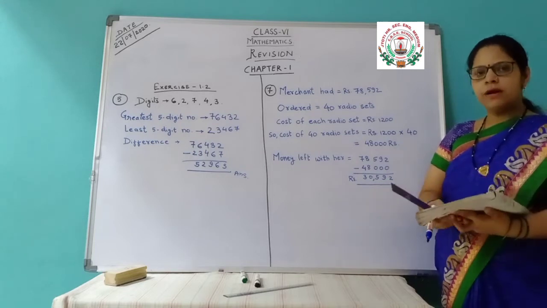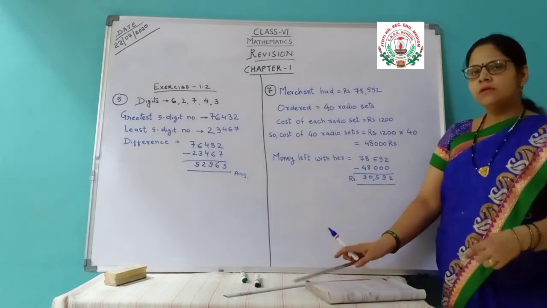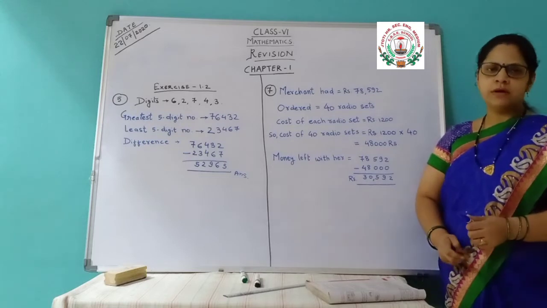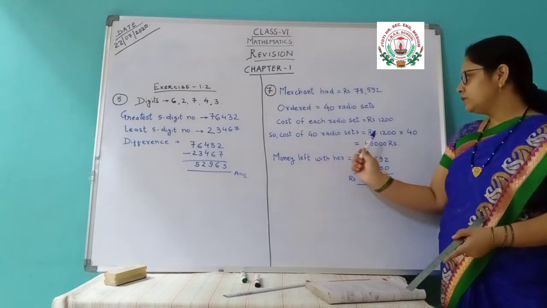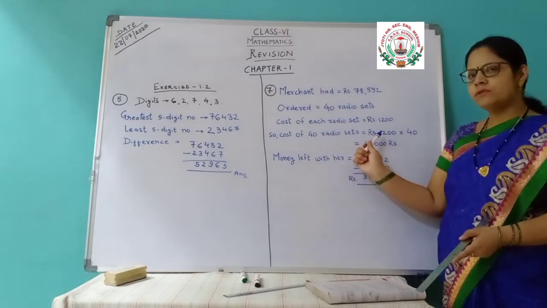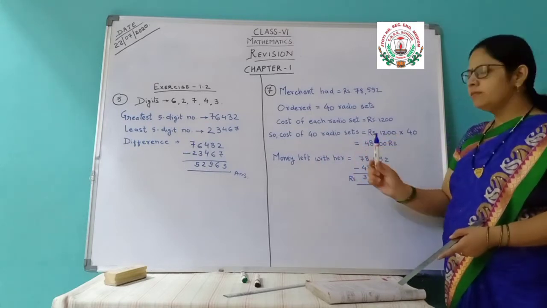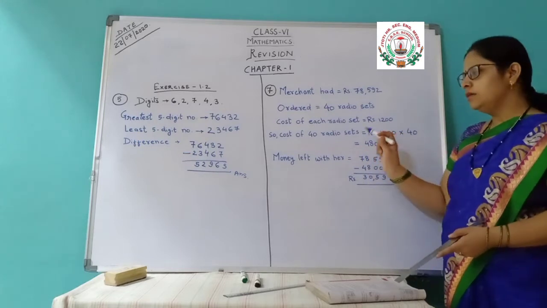So first we have to find out the cost of 40 radio sets. If the cost of 1 is given, we are going to find the cost of more. So the cost of 40 radio sets will be 1200 into 40. 12 fours are 48 and 3 zeros will come. So that is 48,000 rupees.